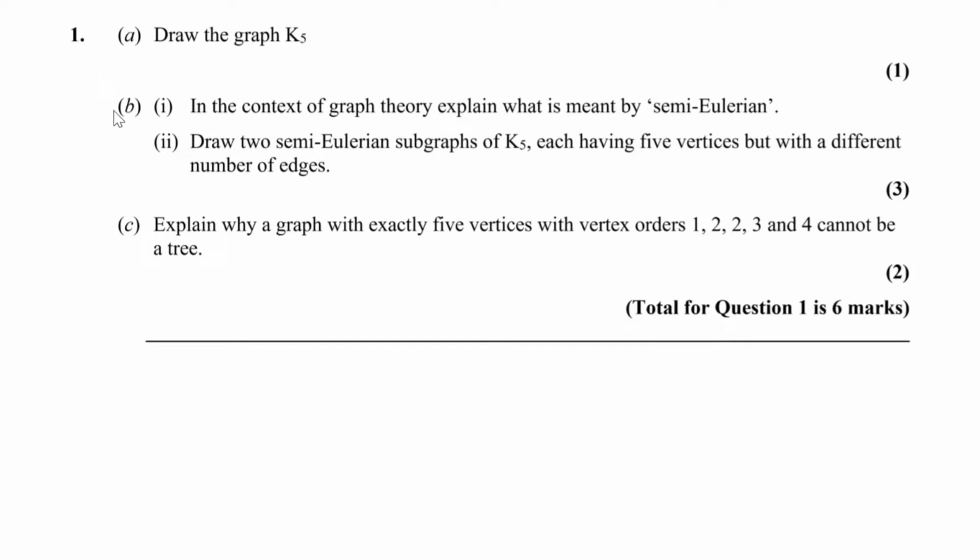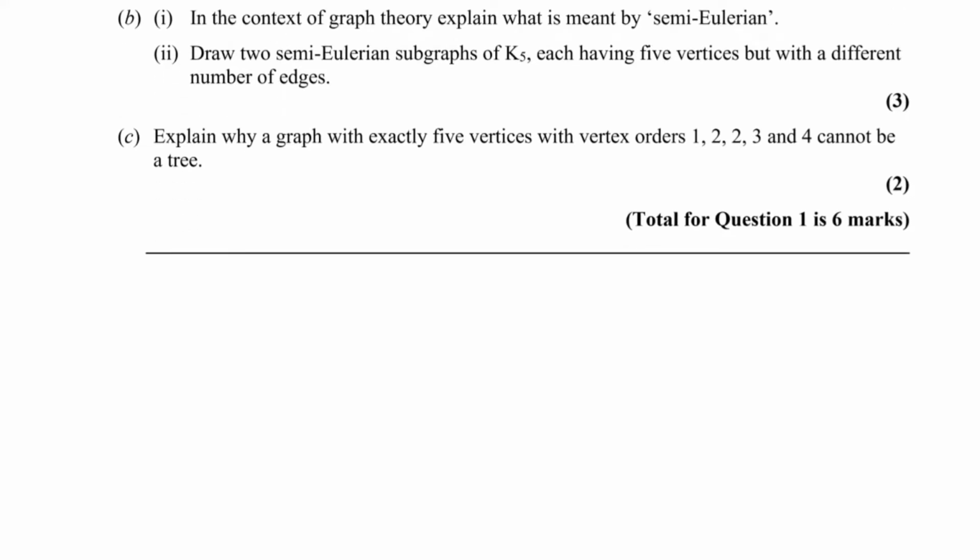For question 1 part A, we have to draw the graph K5, and what that means is we have to draw a complete graph with each node connecting to each other. Okay, so for part A of the question, if I draw 5 nodes like so, each of these nodes has to connect to each other.